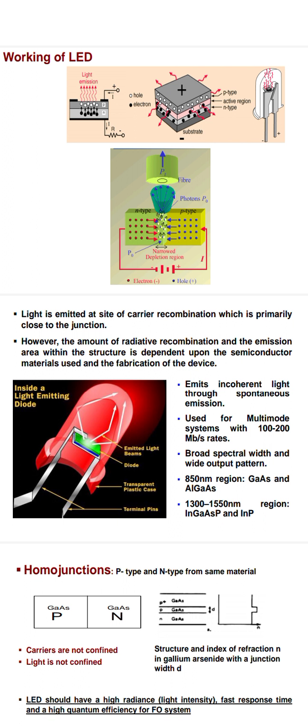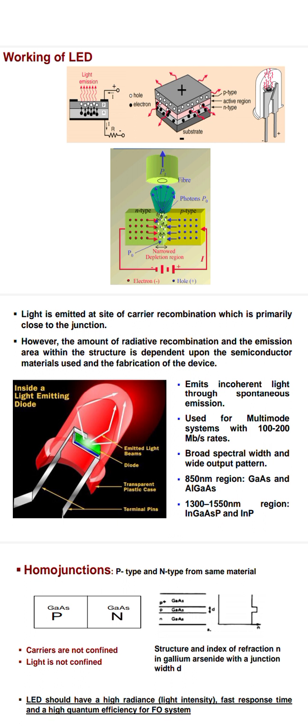These layers are used: the substrate, the p-type layer and the n-type layer, with the active region in between. Photons spread from the active region, through spontaneous emission, into the fiber optics, or fiber cables. Light comes from carrier recombination, which is close to the junction.